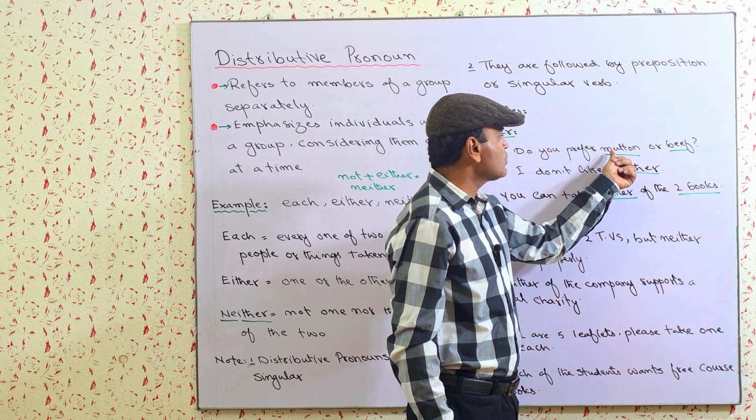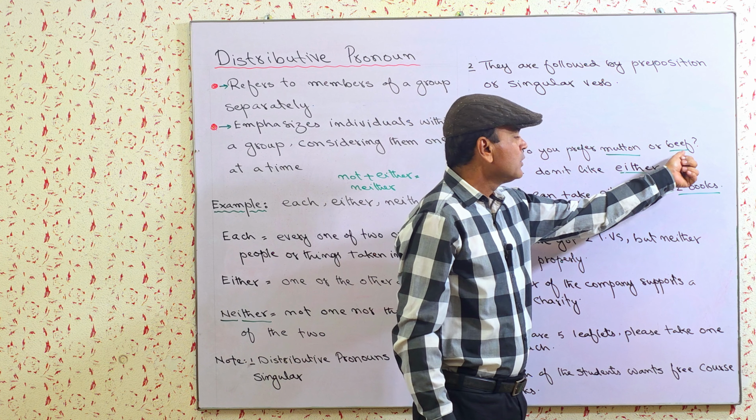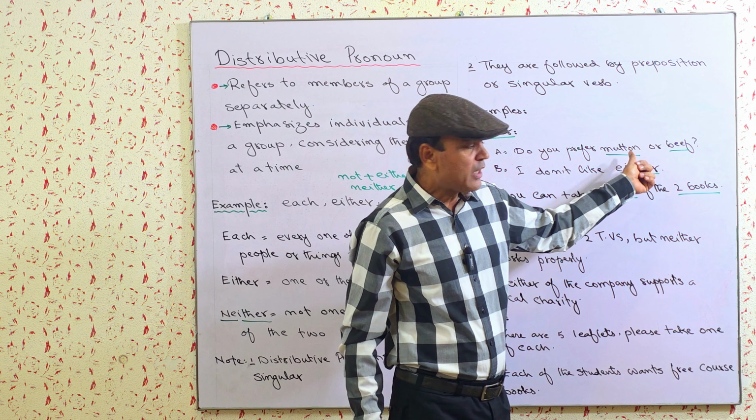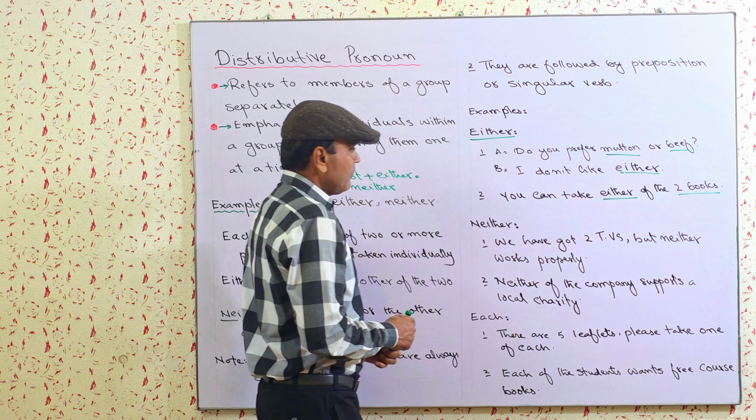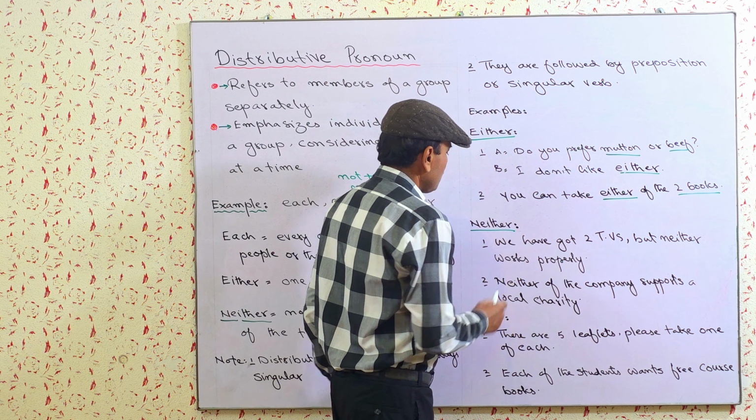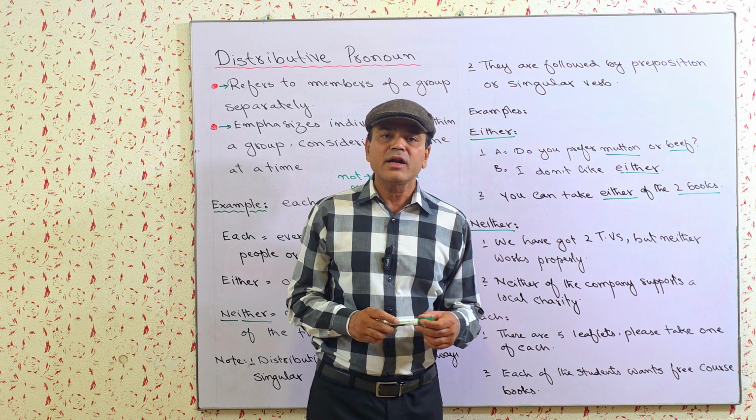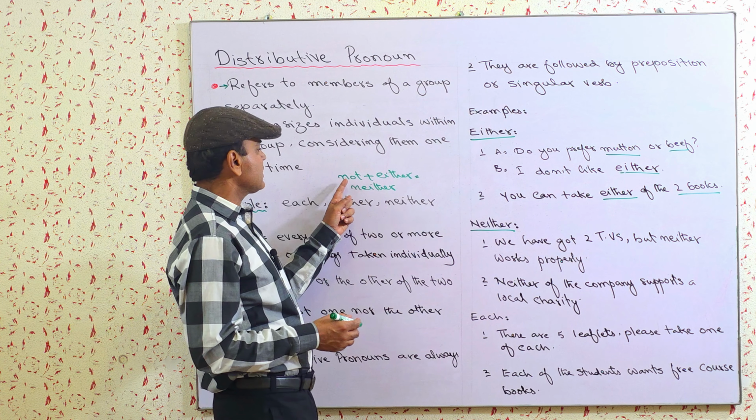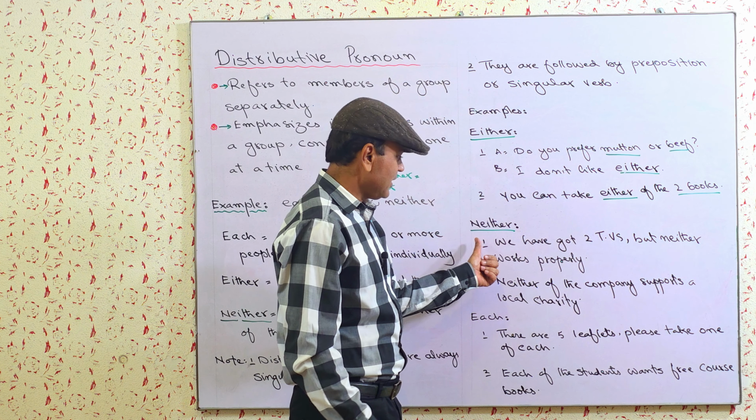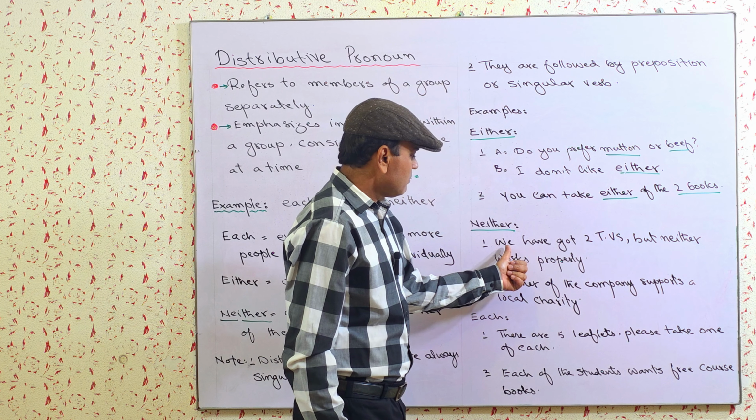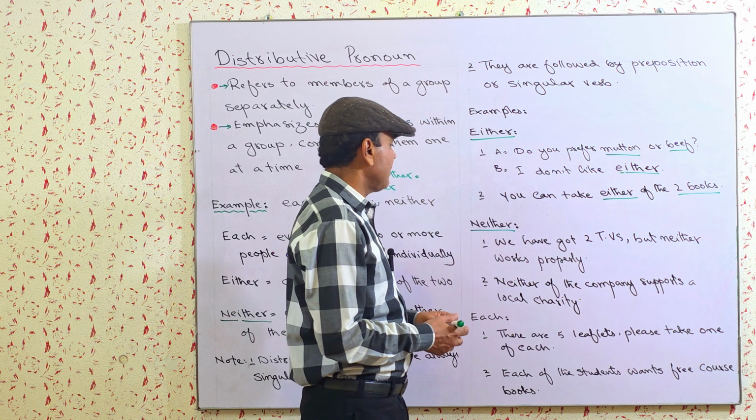Here either is used in place of mutton and beef. So mutton and beef are nouns, and that's why either will be considered a pronoun. Then we have another word, that is neither. As I already told you, it is the combination of not plus either that makes it neither. So let's have a look at this example.